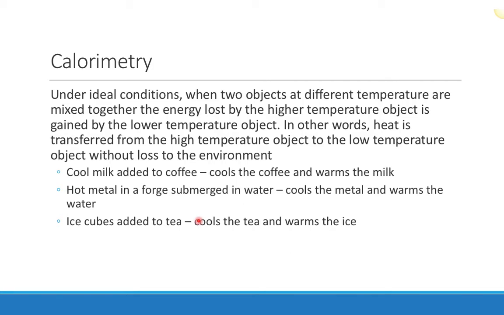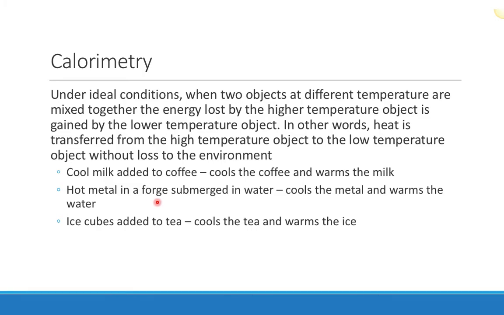Each object has a certain amount of thermal energy associated with it, and so one object is losing thermal energy and the other object is gaining exactly that thermal energy that was transferred. Some examples would be when you take cool milk and add it to coffee. It cools the coffee and warms the milk.